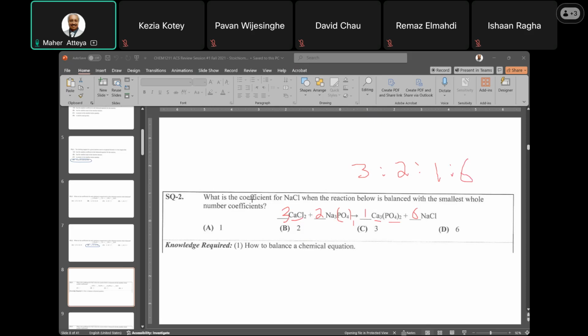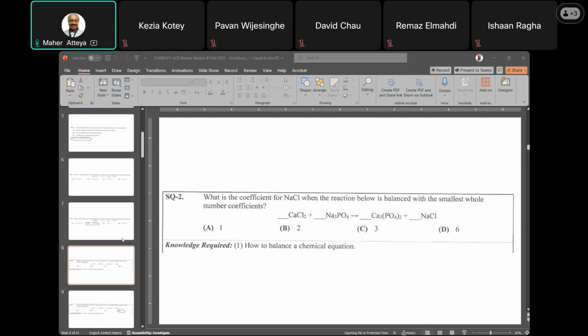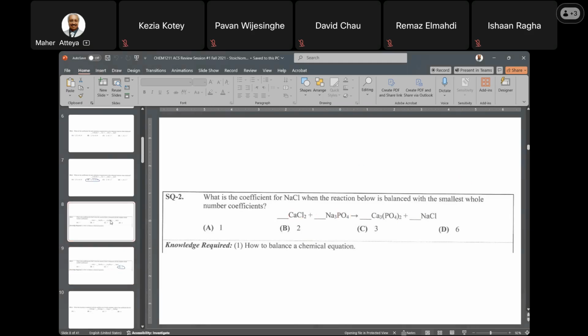What type of reaction is this? Somebody tell me what type of reaction is this? Double displacement. Double displacement, that's correct. So let me clear the whole thing here and see what they have there as the answer. The answer is 6, correct. That's what we got, 6.